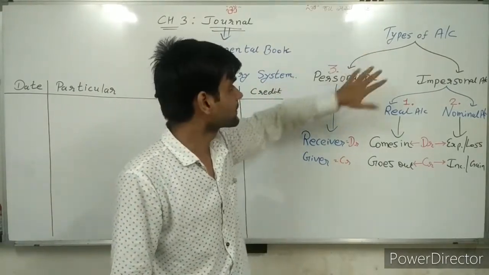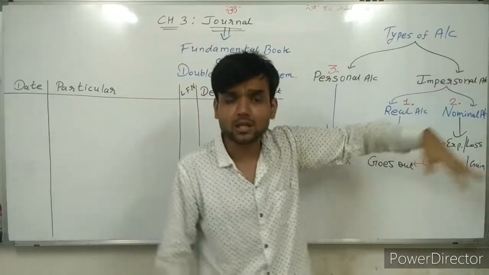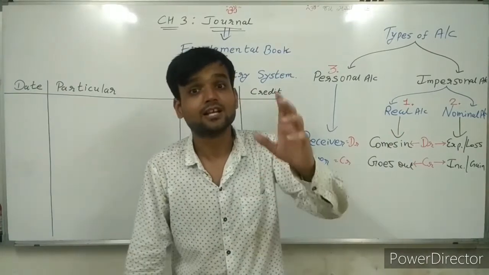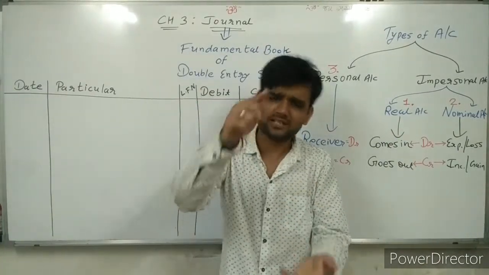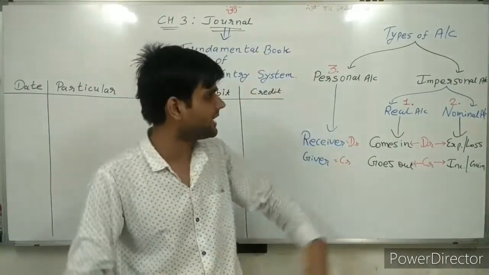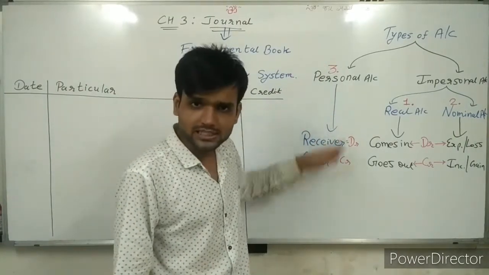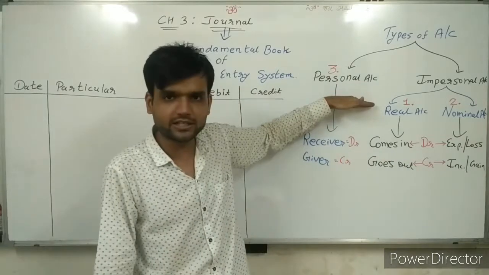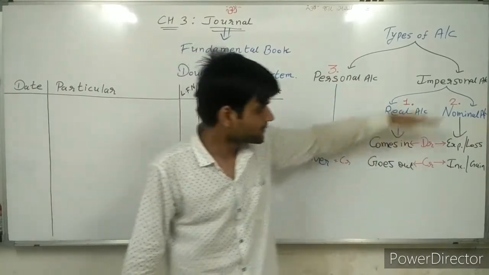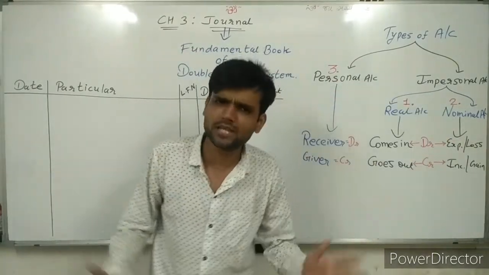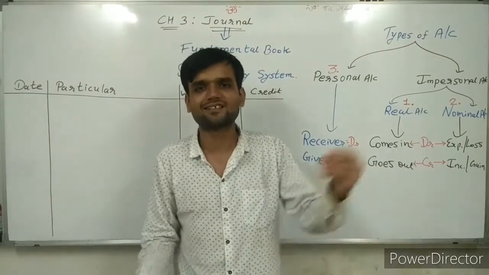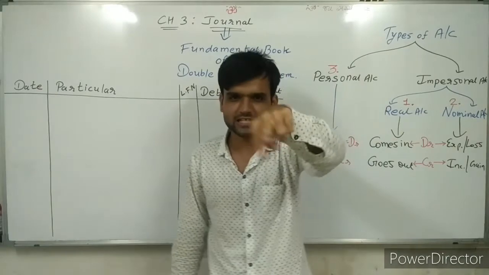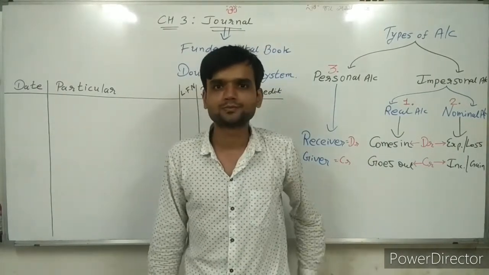Personal, impersonal, types of transactions, economic transactions, non-economic transactions. If it is an economic transaction, then it is recorded. Personal account: receiver, giver. Impersonal account: real and nominal. In real: comes in, goes out. In nominal: expense, loss, income, gain. All these things were done in the last lectures, chapter number 1 as well as chapter number 2.